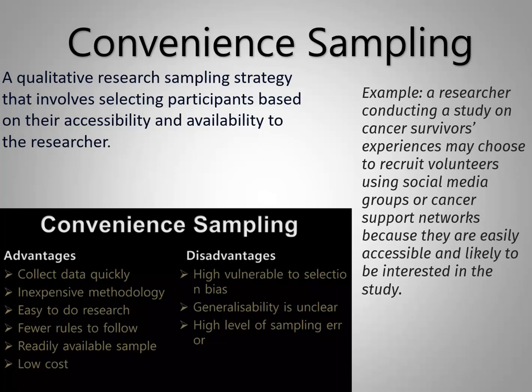The disadvantages, it can have bias, and it tends to be unclear. I'm sorry, that's spelled weird. I think that's British. Generalizability and high level of sampling error. So if I put a survey out there, or just say, hey, cancer survivors, you want to do a survey? I could get different biases involved in there.